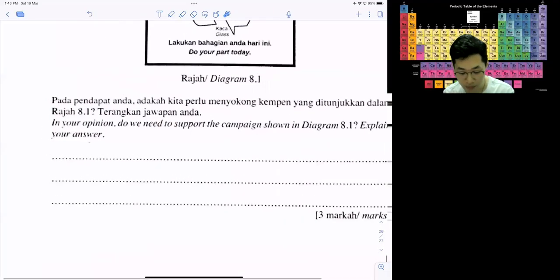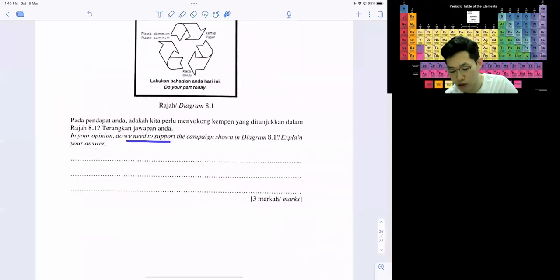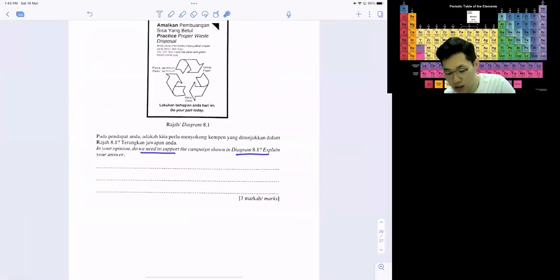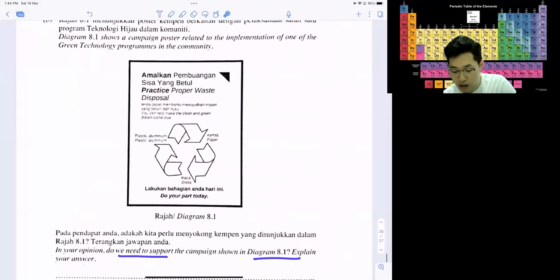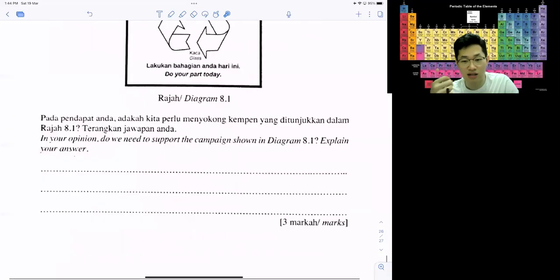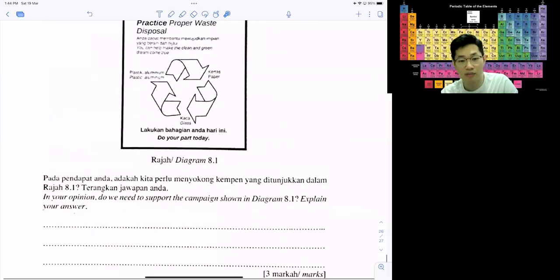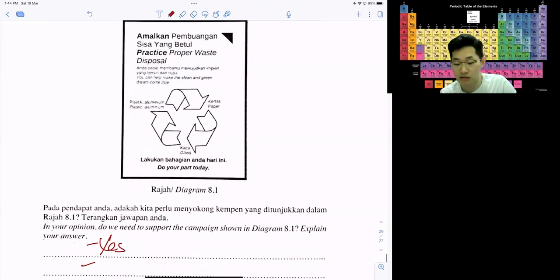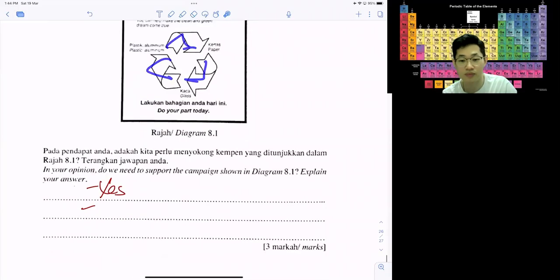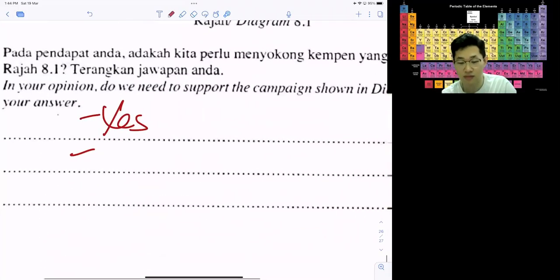Let me see. In your opinion, do we need to support the campaign shown in diagram 8.1? Yes, settle yourself on this one. Support the campaign or not? Why support? The recycle campaign, I think. Practice proper waste disposal. Recycle. Why?